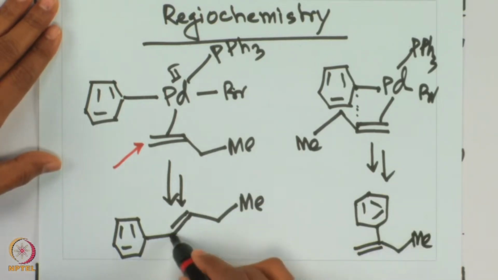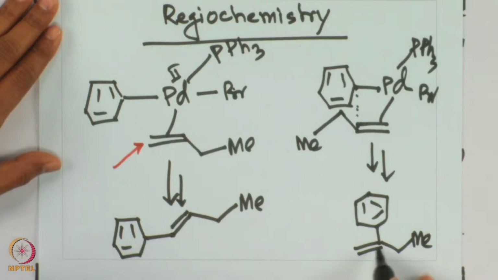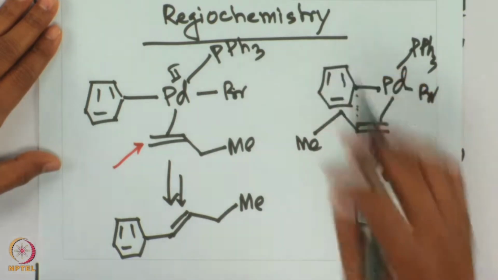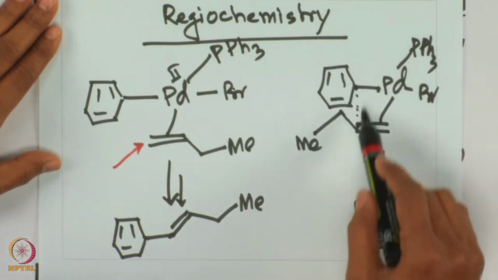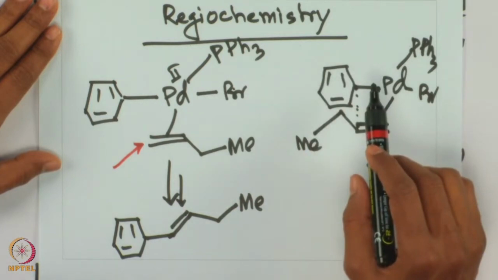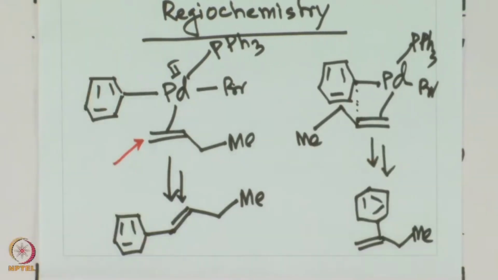So, this is the alpha substituted one and this is the beta substituted one, or whatever way you want to call it. This is not going to happen because there is a steric hindrance between the substituent of the olefin and the aryl ring. So the regiochemistry is controlled by the steric factor. Of course, that is very clear, but we have also drawn right now how this steric factor comes into the picture while the carbon-carbon bond formation is happening during the Heck reaction.